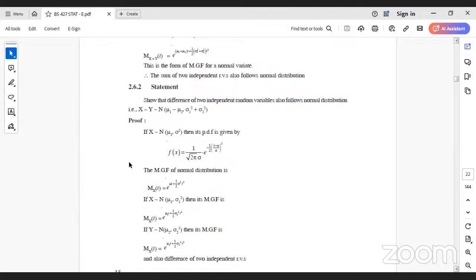So very good evening. Yesterday we showed that the difference of two independent normal random variables also follows a normal distribution: X minus Y follows N(mu 1 minus mu 2, sigma 1 square plus sigma 2 square).